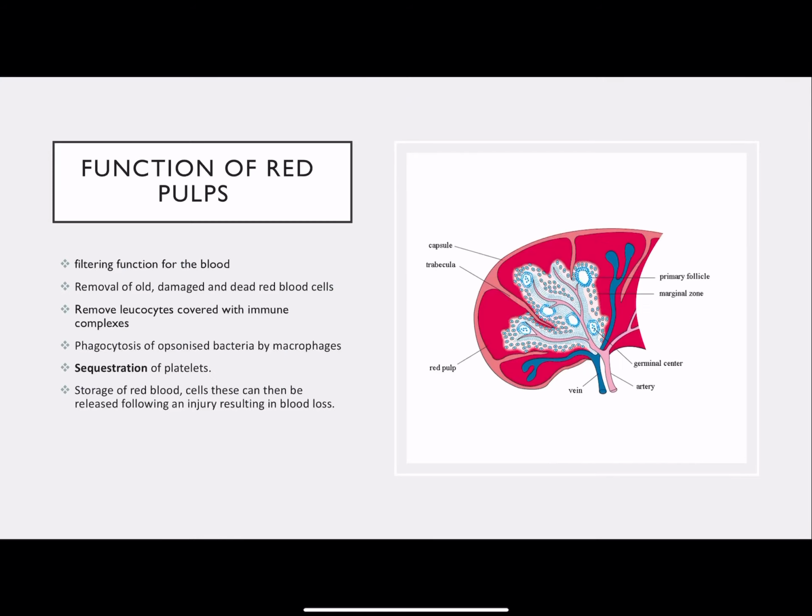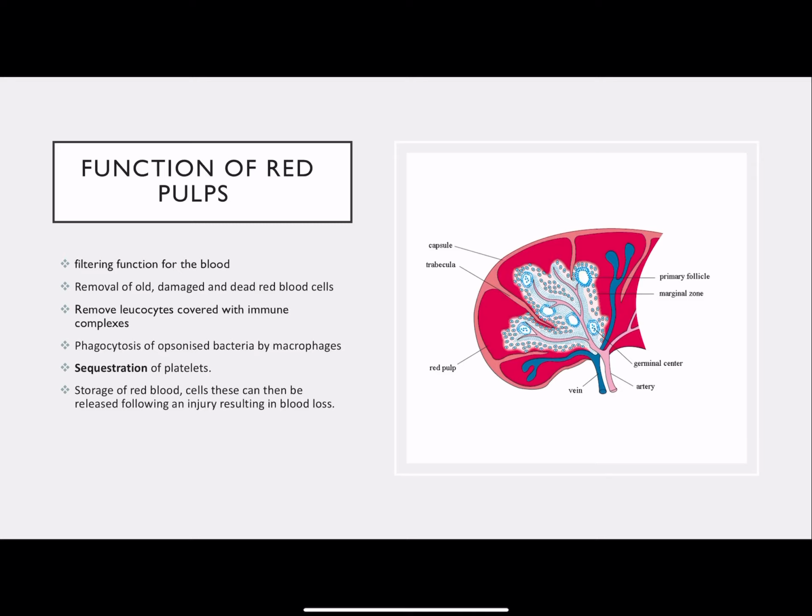The function of the red pulp. The functions of the red pulp are many: to filter the blood, remove all damaged and dead red blood cells, remove leukocytes covered with immune complex, phagocytosis of bacteria by macrophages, and storage of red blood cells. These can be released following an injury resulting in blood loss, such as when the person has sudden bleeding or bleeding from injury and so on.